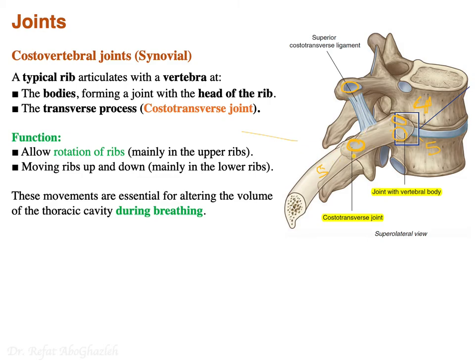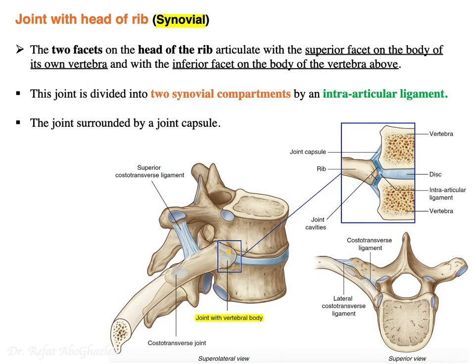Mainly their function, especially in the upper ribs, is that it allows them to rotate, while as you move down to the lower ribs, it gives them the ability to move up and down. This is very important during breathing, you know, the chest should be inflated and deflated, so it should move, right?